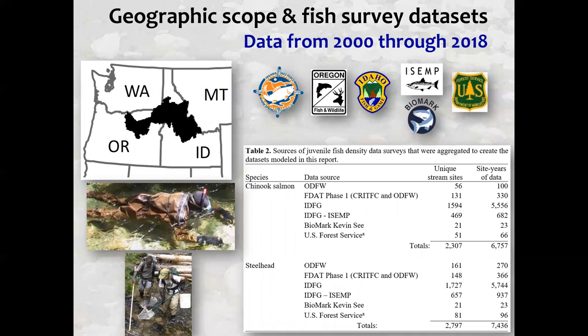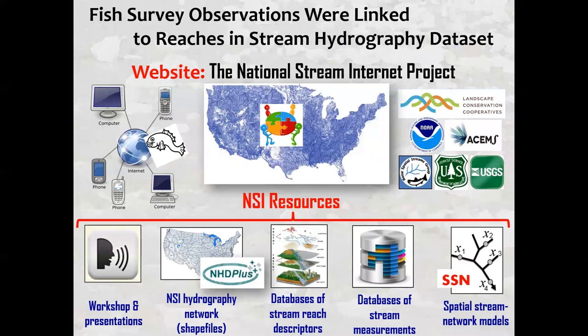We've got here the John Day represented, the Grand Ronde from Northeast Oregon, as well as the Clearwater and Salmon River basins within Idaho. The two species that we're focusing on are Chinook salmon and steelhead, and for both of those we've got in excess of 6,500 site years of data. So big fish survey data sets to work with. The first thing we did was to link those observations of abundance at those sites to reaches within the National Stream Internet Hydrography dataset that's based on the NHD Plus medium resolution dataset.